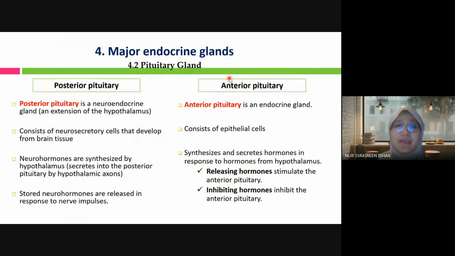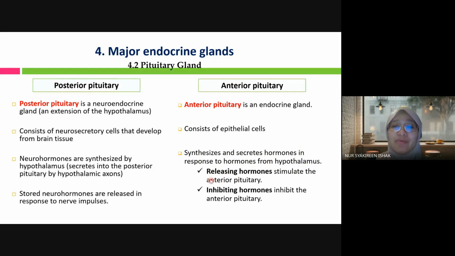But okay, for the anterior, because it is made up of epithelial cells, the epithelial cells synthesize and secrete. Highlight ya, dia anterior hasilkan hormon dia sendiri dan keluarkan hormon dia sendiri. So these two words are really crucial for you to take note. Synthesize and secrete its own hormone. Okay, synthesize and secrete hormone in response to hormone from the hypothalamus.